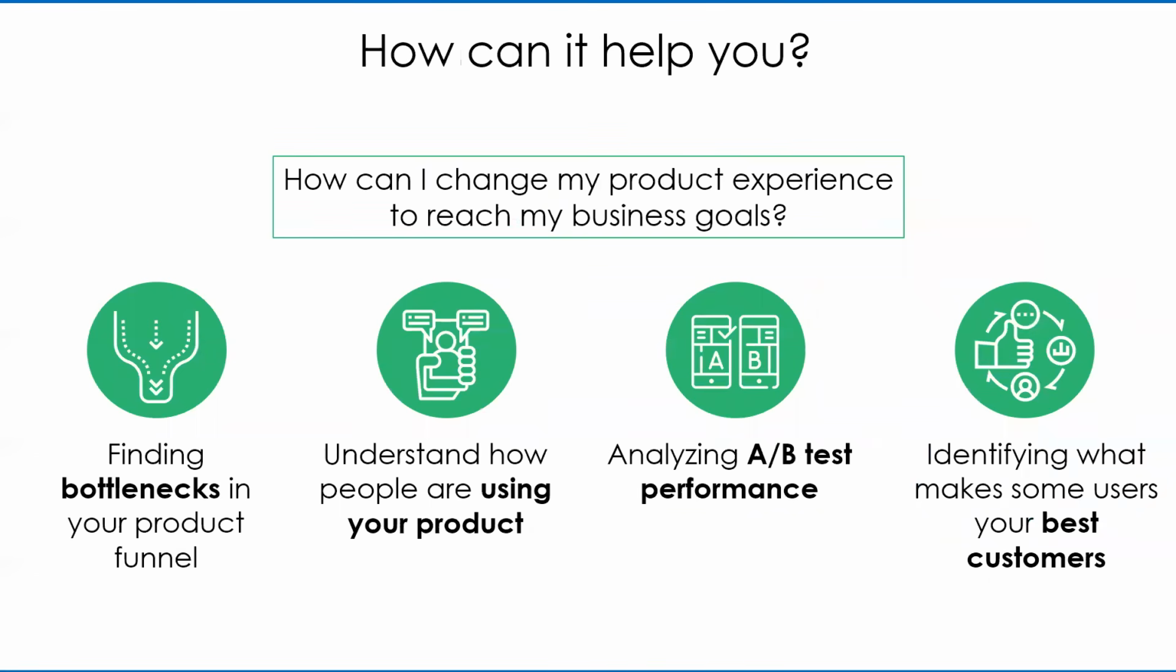So how can it help you? The main question it's going to help you answer is, how can I change my product experience to reach my business goals? And here are some examples of how you might start doing that. One could be finding bottlenecks in your product funnel, meaning where users are stopping before going towards a step that you want them to carry out. Understanding how users are using your product, so just observing behavior to uncover things you might not have known about your users. Analyzing A/B test performance, so seeing how one feature performs against another or a state where there is no additional feature. And identifying what makes some users your best customers.